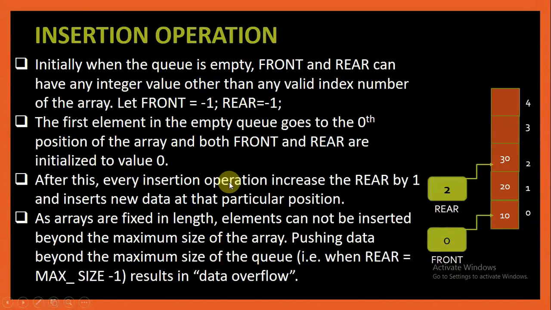After this, every insertion operation increases the rear by 1 and inserts new data at that particular position. So after inserting the very first element, suppose we have inserted 10 here. When we inserted 10 in the beginning, both front and rear will be pointing to 10. They will contain the index number 0. But when the next element 20 is added, front will remain the same. There will be no change in front. Only rear will be changed. It will be incremented by 1 and 20 will be added here. And similar is the case of 30.